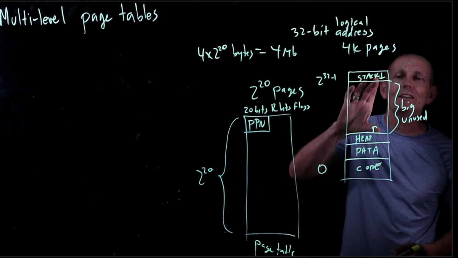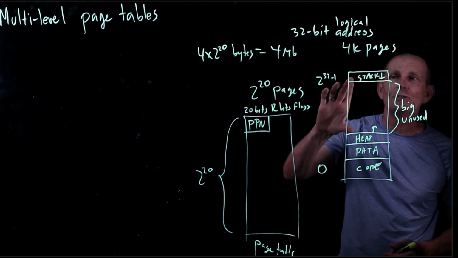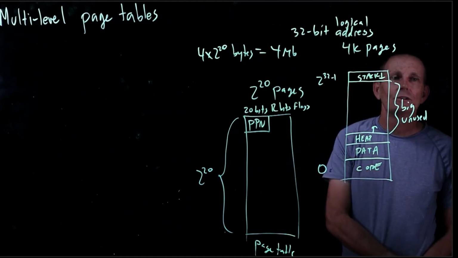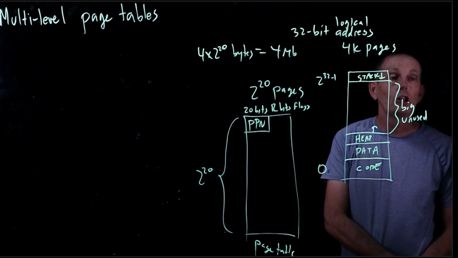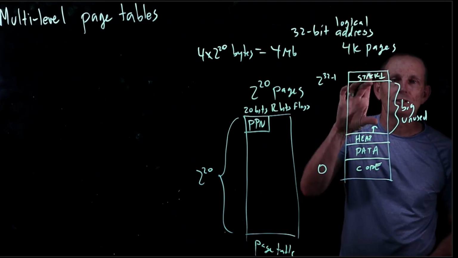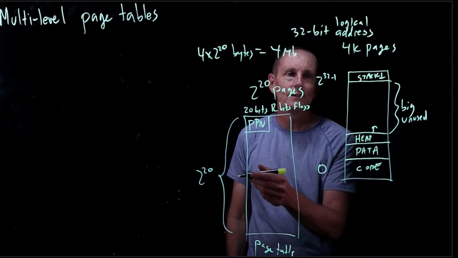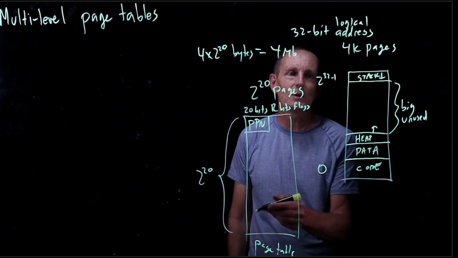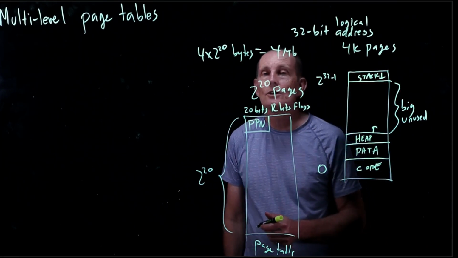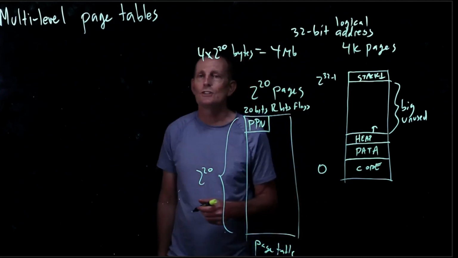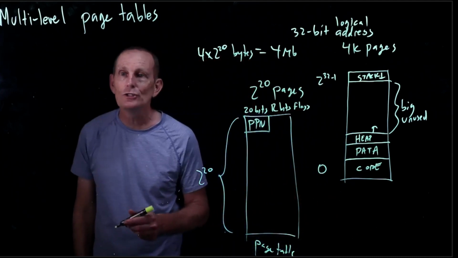But what that had the effect of doing is making the address space really large, although sparse, because we've got all this unused. And so what we would end up having is just a bunch of entries in here that are just not present, not present, not present. So the solution with multi-level page tables is to actually have two tables.